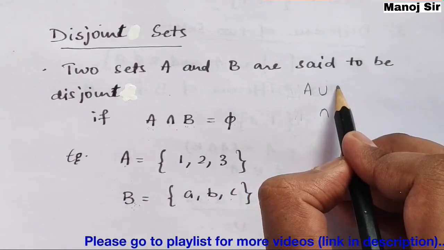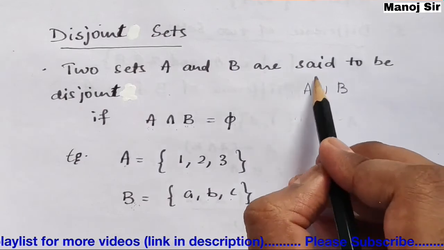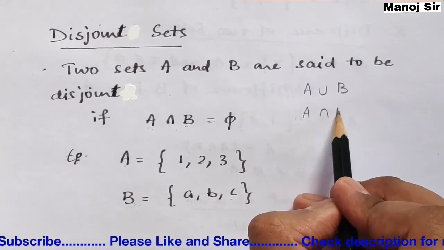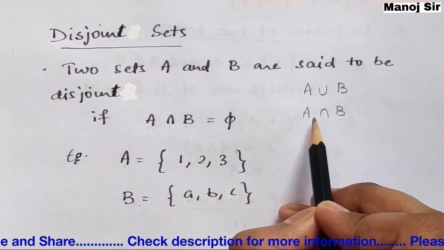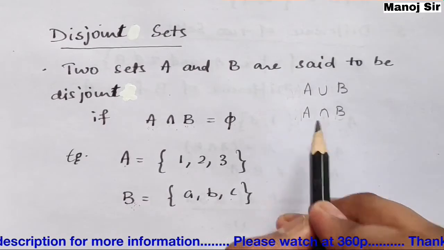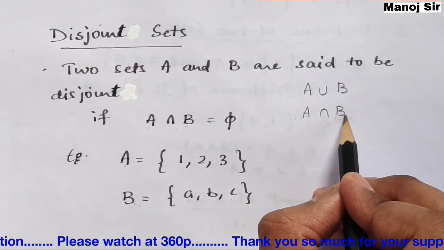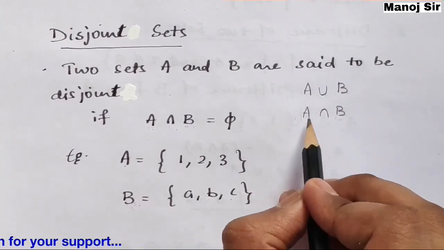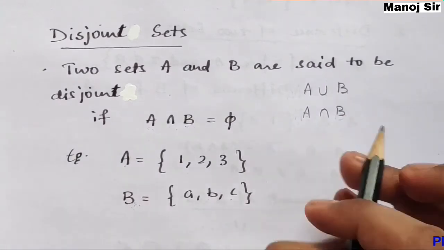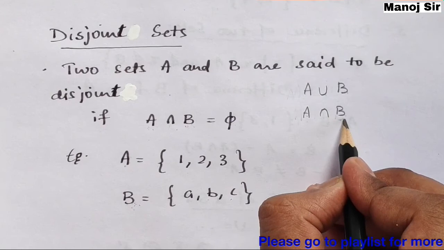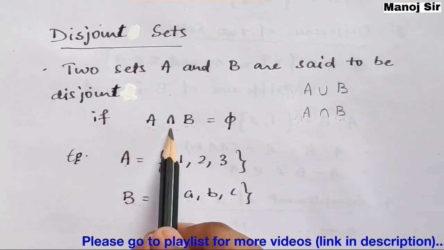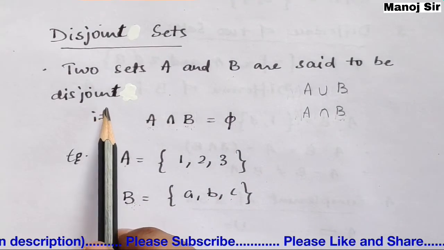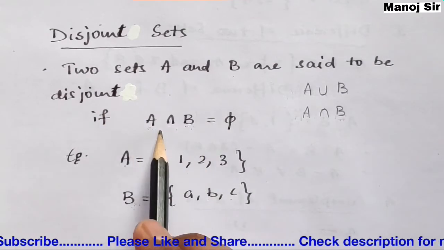If somewhere it is written A union B, it means we need to consider all the elements of A and all the elements of B. But if somewhere it is written A intersection B, it means we need to consider only the common elements, only those elements which are common in set A and set B. So if A intersection B is equal to phi, then set A and set B are said to be disjoint sets. It means there is nothing common between set A and set B.